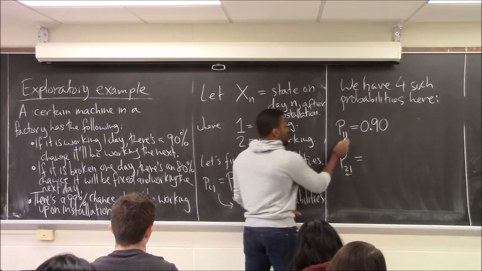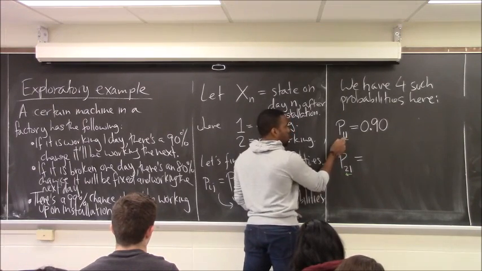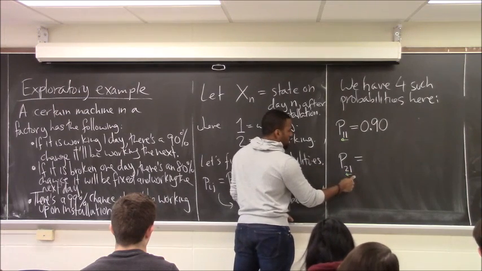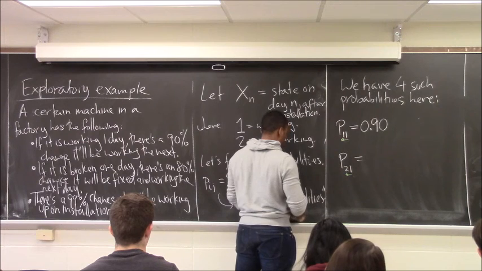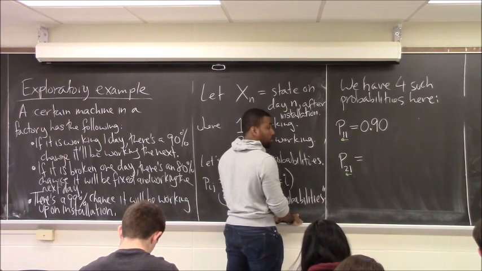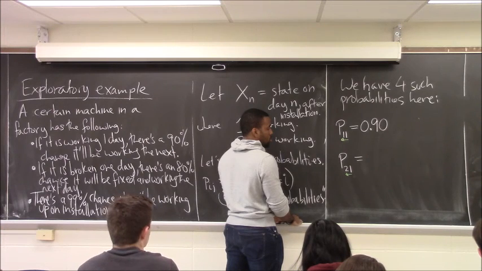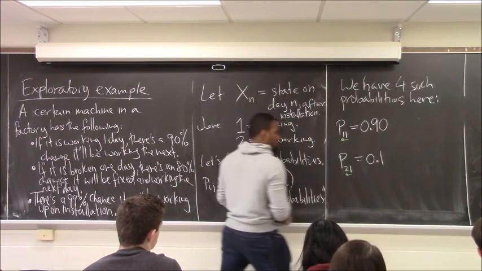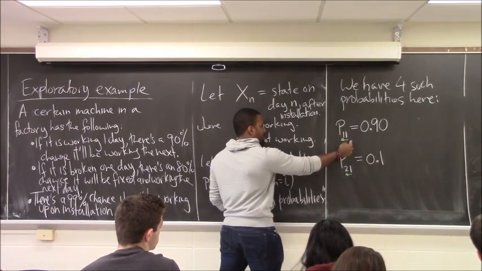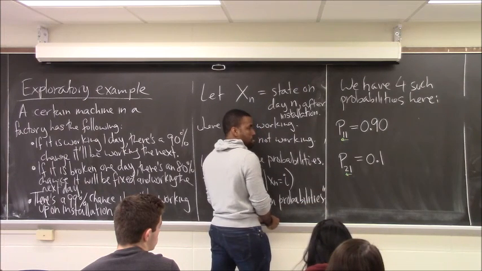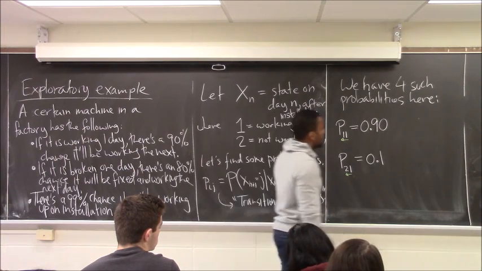So here I was working on day 1. I am also working on day 2, because 1 is working. I was working on day 1. I am not working on day 2. What is that probability? Just the inverse. There's a 90% chance that I would continue to be working, so there must be a 10% chance that I'm no longer working. Okay, let's find another one.